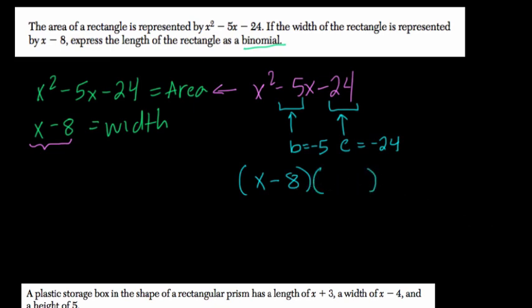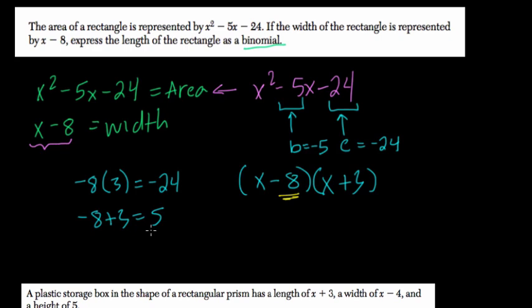The other one, right, this number will always represent one of the factors we use here. The other number has got to be what? Well, if this is negative 8, the other number has to be positive 3, because x plus 3 is the other factor. And the idea is that negative 8 times positive 3 is negative 24, and negative 8 plus 3 is negative 5. So those two numbers satisfy the components for the factoring process here.